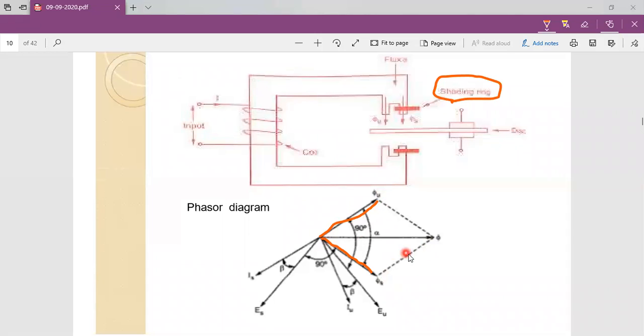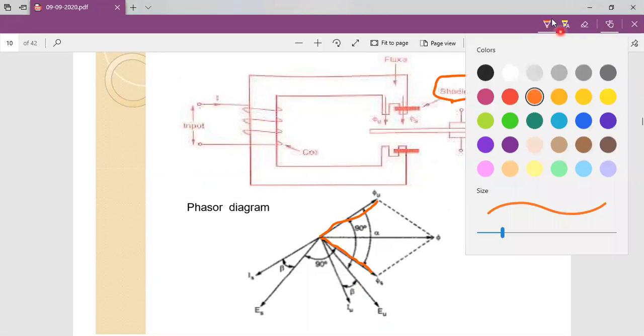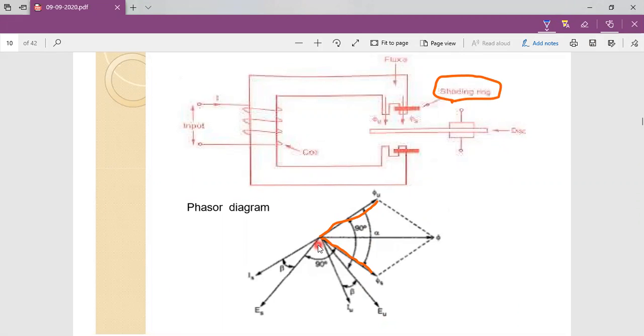Now, two fluxes are available at this disk. That means these two fluxes, pi u and pi s, are linked with the disk, and because of that action, again we can see two EMFs in the disk. The first EMF is EU, and the second EMF is ES.